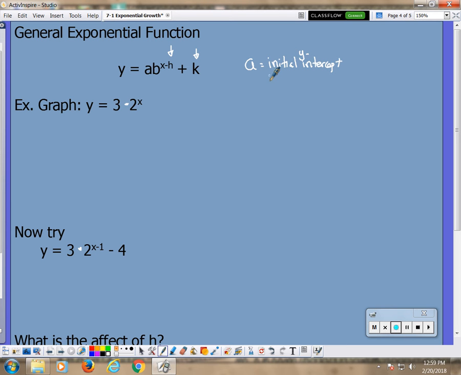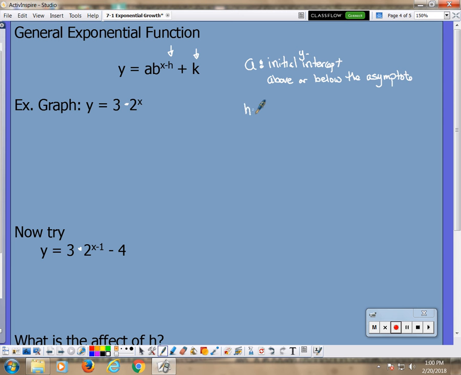It also has the role of telling you which way it's drawn. Are we going to be above, or will it be below the asymptote? So will the graph be above or below the asymptote? That's what A tells us.